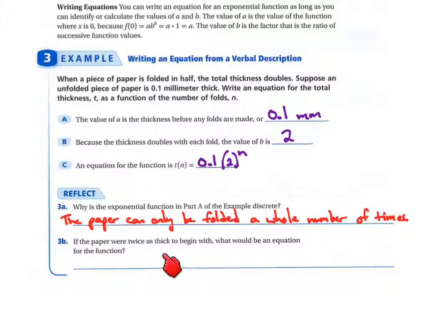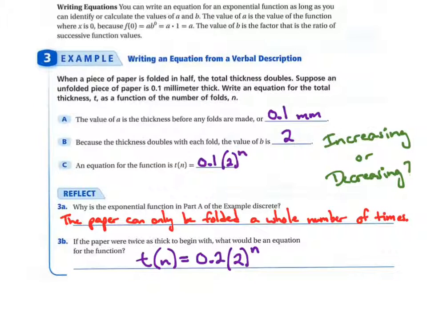All right, if the paper were twice as thick to begin with, what would be the equation? Our initial value then would be 0.2. So our function would be t of n equals 0.2 times 2 to the power of n. Not a big change, we just changed our initial value. Question for you: is this function increasing or decreasing? What is b? b is greater than 1, so it is increasing. The thickness of the paper will get bigger each time we fold it.